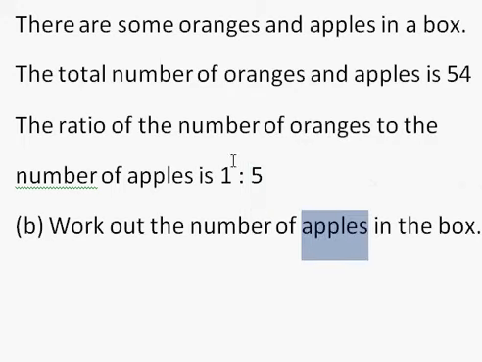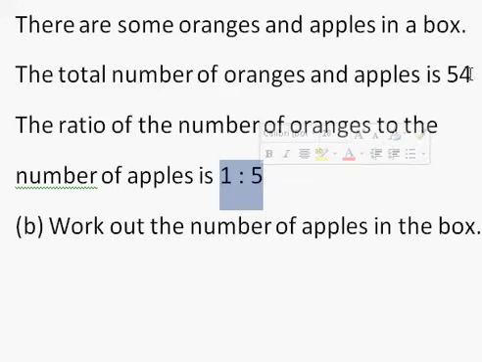In this case, we simply add 1 and 5. That would give us 6. We divide 54 by 6, and then we multiply that by 5, and that would tell us how many apples are in the box. So I'm going to do that now. You probably won't need a calculator for it.